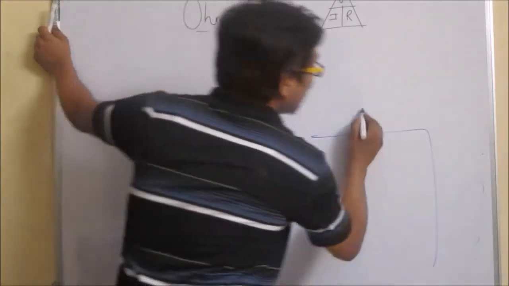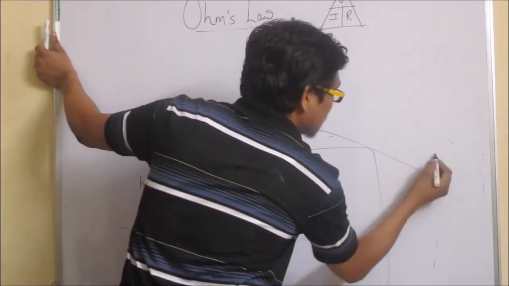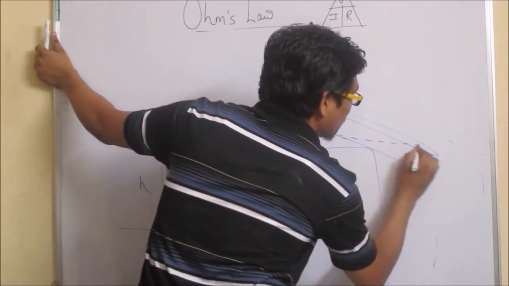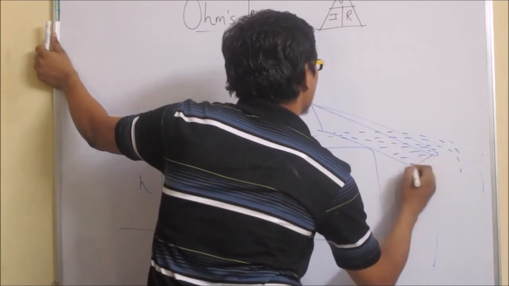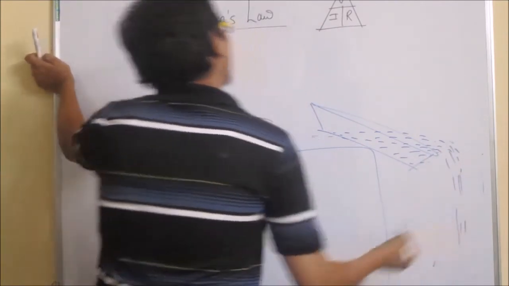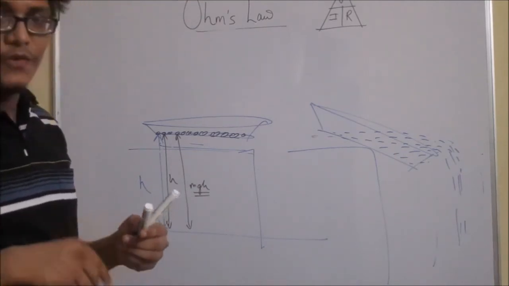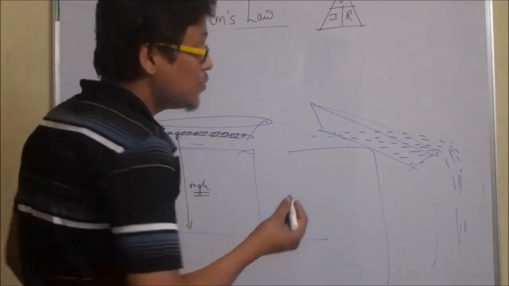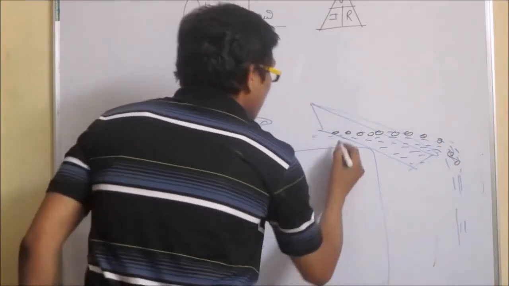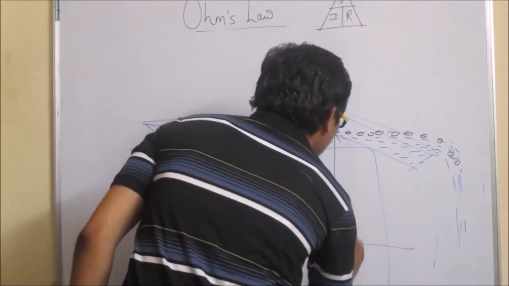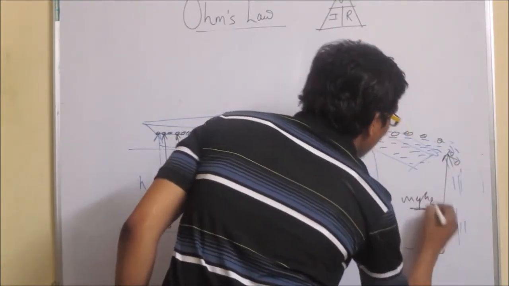if I tilt this bowl, when I tilt this bowl, water starts falling. Why is the water falling? The water starts falling because there is an energy difference between any two particles of water. Here the energy of the particle is mgh1 and the energy of this particle is mgh2. Hence there is a height difference.